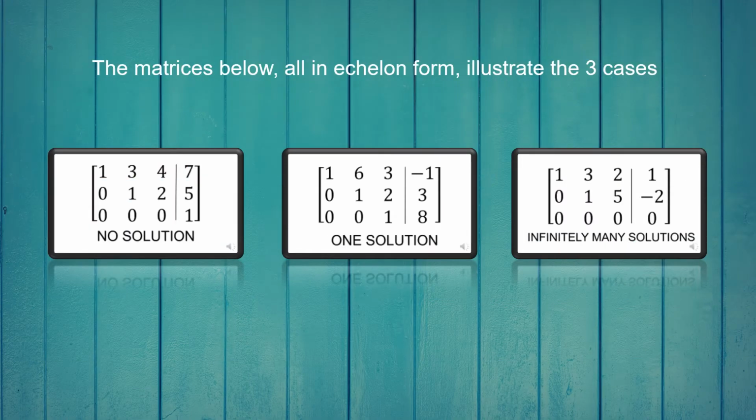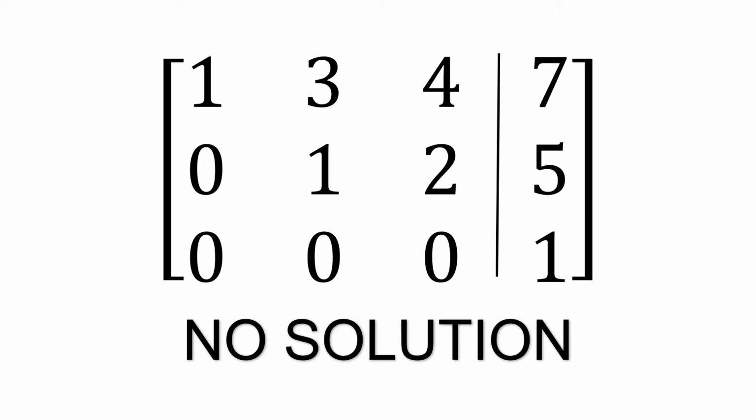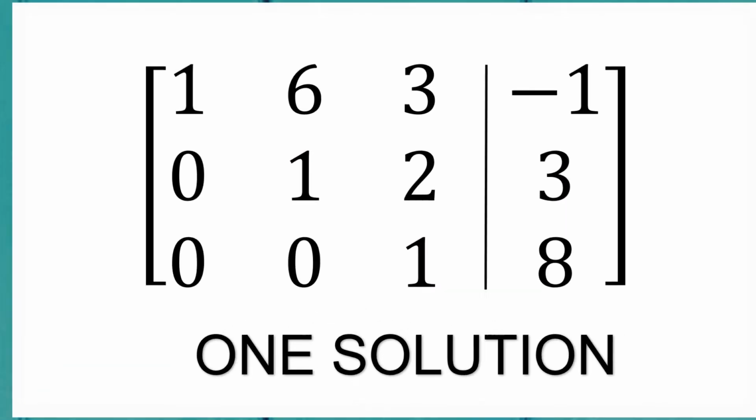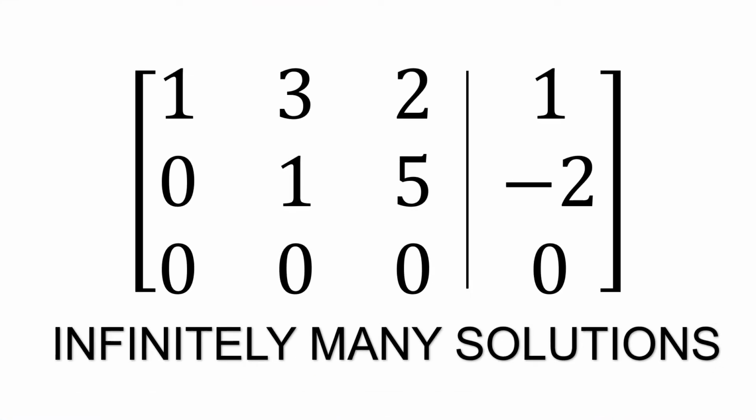The matrices below, all in echelon form, illustrate the three cases. A linear system with no solution, a linear system with one solution, and infinitely many solutions.